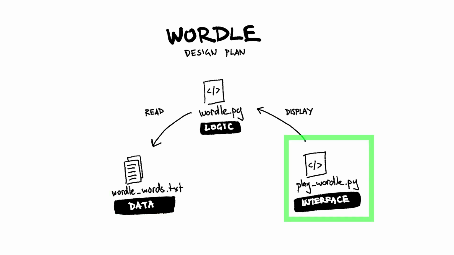Finally, we'll have another script to act as the interface, which I'll call playwordle.py. I've decided to split this out from the first script because I want the code of the game logic to be separate from the code that displays it. That way, it's easier to reuse the actual logical component of the game for different types of interfaces, for example, if we wanted to port this over to the web or for mobile. So that's it for the high-level plan.